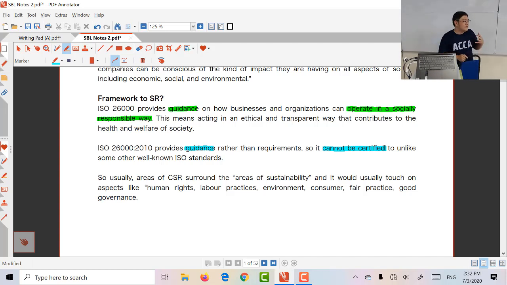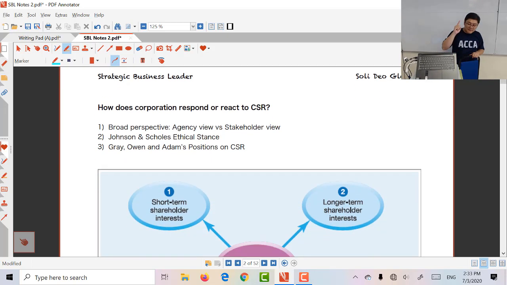Meaning you cannot get yourself accredited to claim that, yeah, I've got that standard. You can't. But you can tell people that we are using the ISO 26000 guideline, but you cannot claim you have the logo that says ISO 26000 certified. You can't. Because end of the day, we really believe that a lot of things cannot be verified. Maybe not at this stage. Perhaps in the future, we never know, when they can come up with a more measurable framework and stuff like that. Okay?